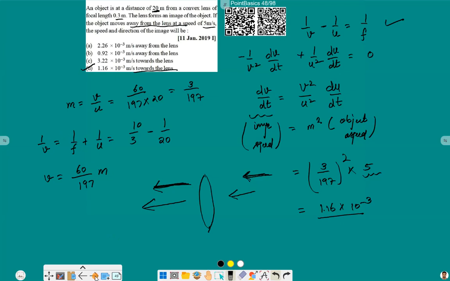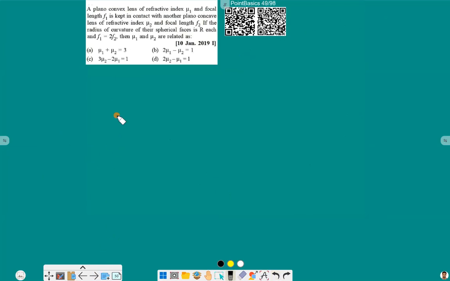Now let us move ahead. A plano-convex lens of refractive index mu1 and focal length f1 is kept in contact with another plano-concave lens of refractive index mu2 and focal length f2. If the radius of curvature of these spherical surfaces is r and f1 is twice of f2, then mu1 and mu2 are related as? So we have to find out the relation between mu1 and mu2.